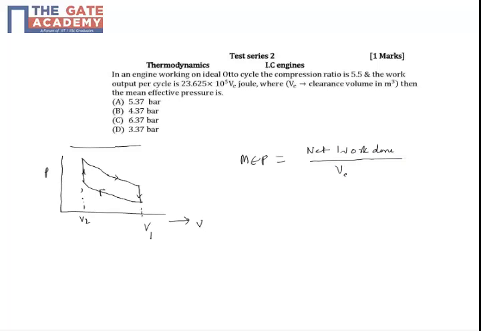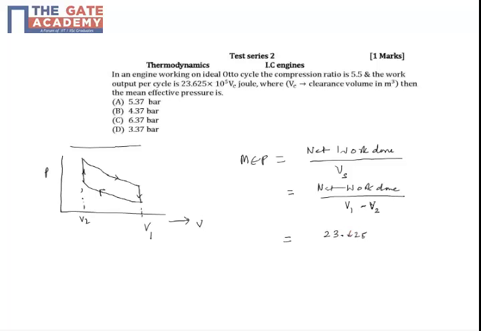The stroke volume is the volume between TDC and BDC, and from this figure whatever I have drawn, it is the total volume V1 minus the minimum volume V2. So V1 minus V2. Now it is given that the compression ratio is given and the work output per cycle is given. So the work output, that is the numerator, is given, but that is in terms of clearance volume, that is nothing but V2 here.